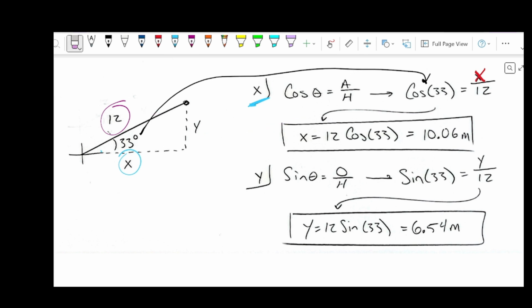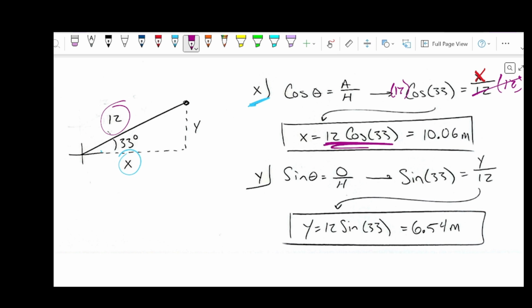So plug and chug. If you move the 12 over by multiplying, times 12, it's going to cancel on this side. I get x equals 12 cosine of 33. All right, not a problem. 12 cosine of 33, when you plug into your calculator, is 10.06. The x component of this is going to be 10.06 meters. So now I can say this is 10.06, which makes sense. Every leg of a triangle should be shorter than the hypotenuse. 10 is shorter than 12, so I'm good on that.